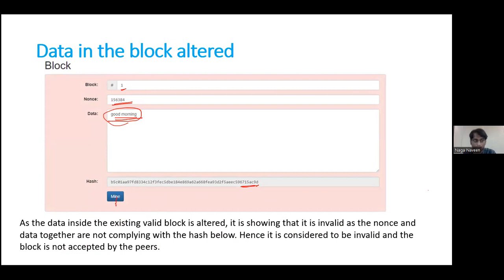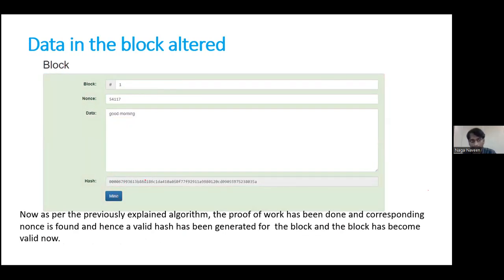To make it valid, we have to press something called mine here. We have to execute something called mining here. So once we mine, for this set of data, a new nonce will be generated and a new hash will be generated. By generating these things, we can make that particular block a valid block.